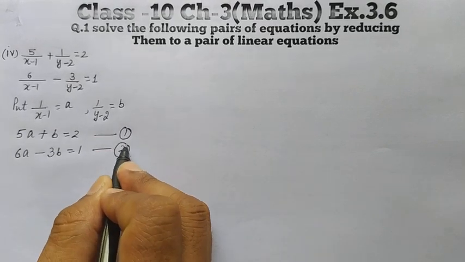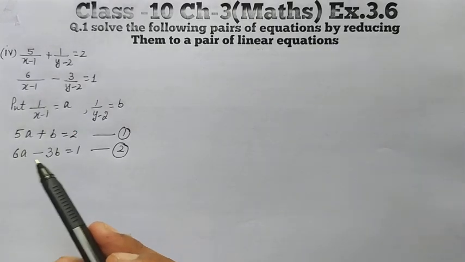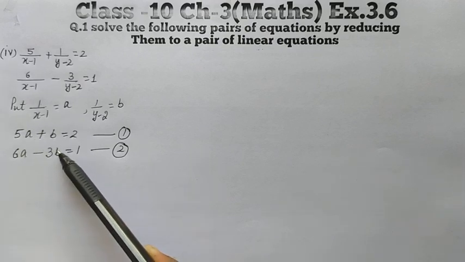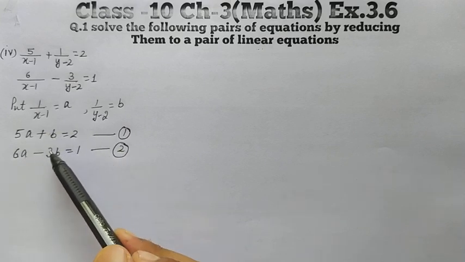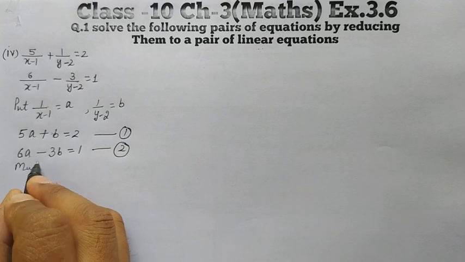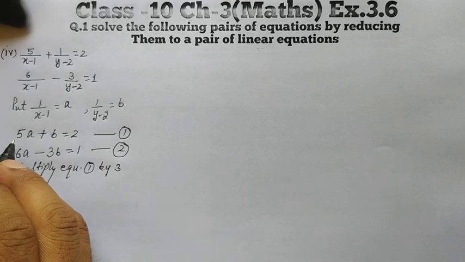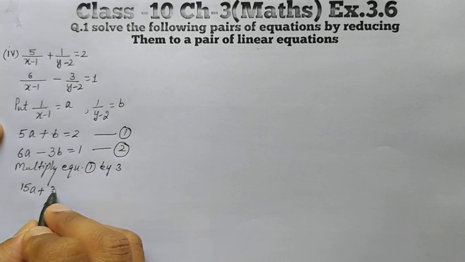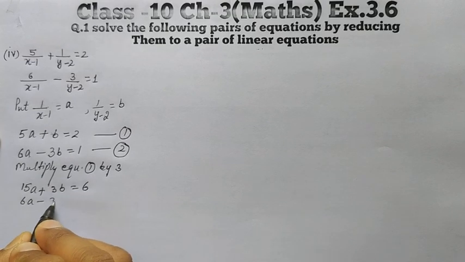So now it is changed into a pair of linear equations. Now we'll solve these by the elimination method. In the elimination method, we make the coefficient of either a or b the same in both the equations. So if I multiply equation 1 by 3, I get the coefficient of b in both the equations as 3 and 3. So I'll write: multiply equation 1 by 3. So it becomes 5 threes are 15, 15a plus 3b is equal to 2 into 3 is 6.